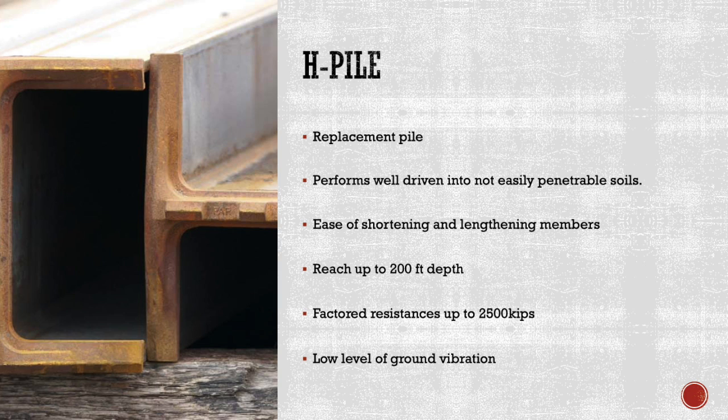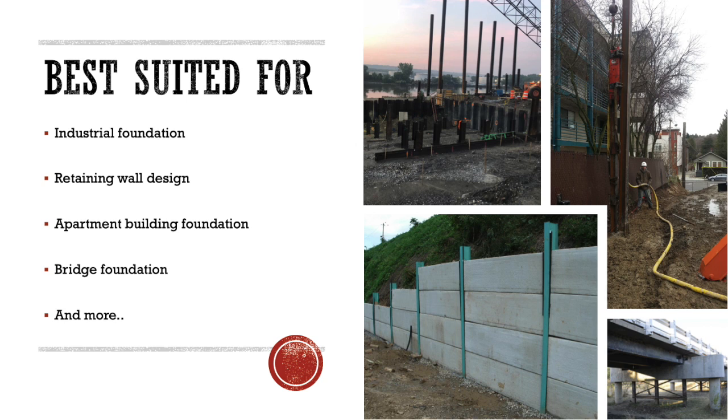It does this with around 50 blows per 300 millimeters, while the concrete piles take around 175 blows per 300 millimeters. This saves you time per pile and increases your productivity. H-piles are used in many projects. They are widely used for industrial foundations, retaining wall design, apartment building foundations, and bridge foundations.